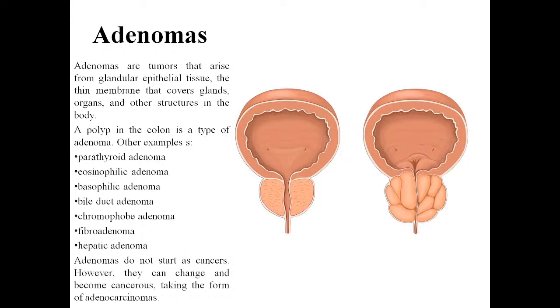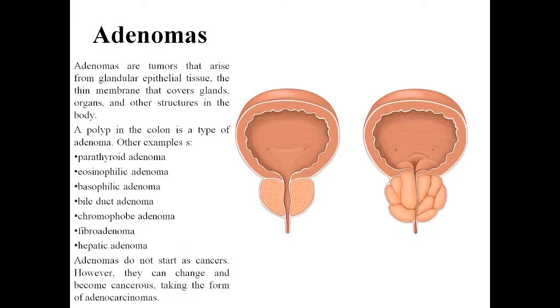Student, now I will tell you about the types of benign tumor. The first type of benign tumor is adenomas. Adenomas are tumors that arise from glandular epithelial tissue, the thin membrane that covers glands, organs, and other structures in the body. A polyp in the colon is a type of adenoma.